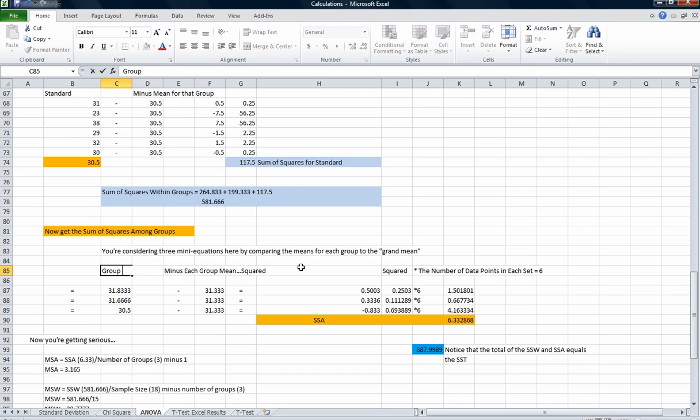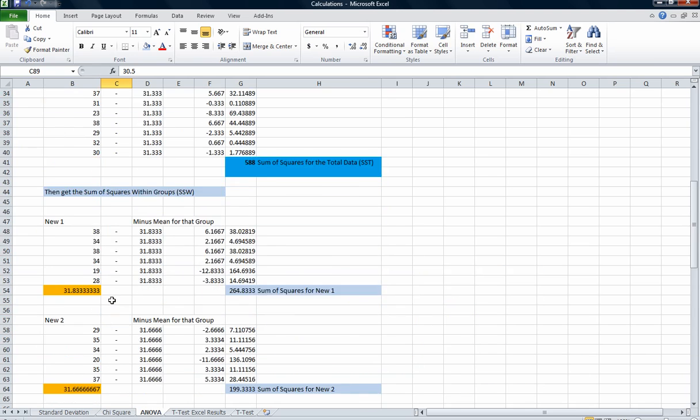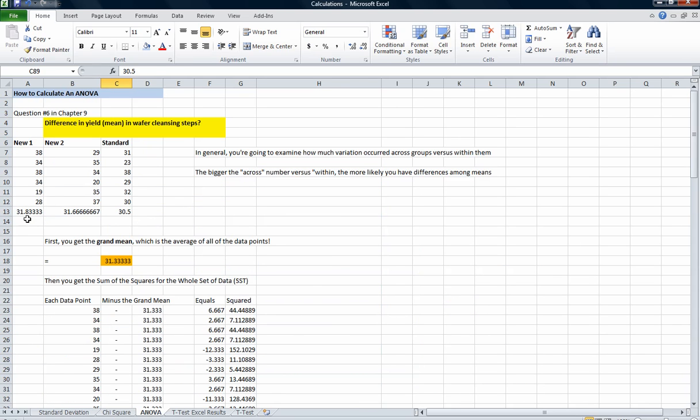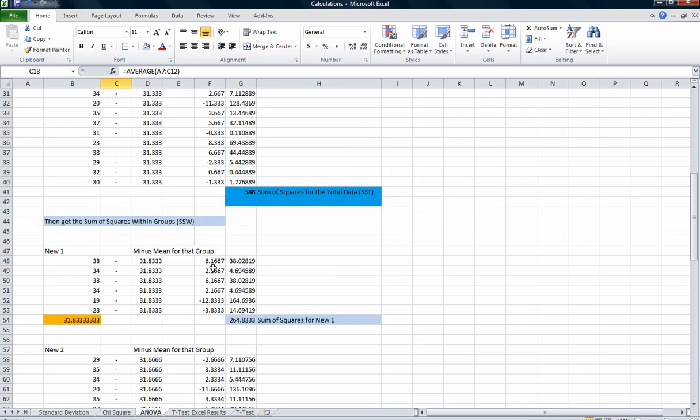Group mean, and I tacked this on a little bit differently, but minus grand mean. So here is the mean for each group, which we have up here, these 3. And we're looking at how they compare to the grand mean.